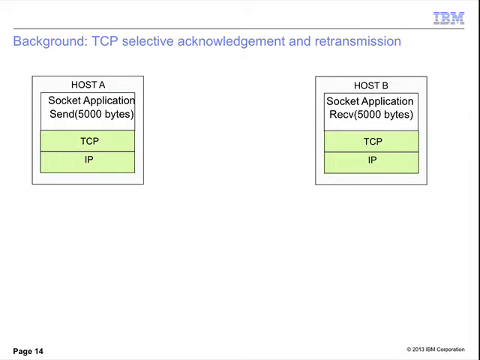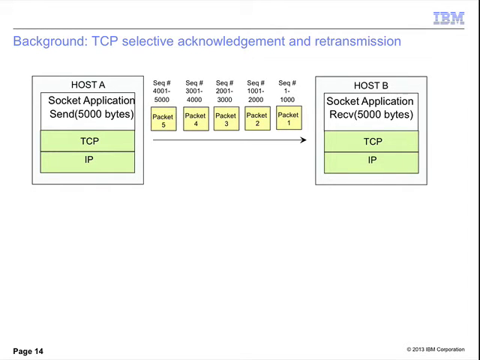Okay, the next chart is also performance related, but for a more specific case. We're going to look at how TCP handles selective acknowledgement and packet retransmission. Today, in V2R1 and before, if you have an application that's sending some data, and let's say it breaks it up into 5 packets, host A sends those 5 packets to host B, and somewhere along the line, packet 2 gets lost. What's going to happen with that?